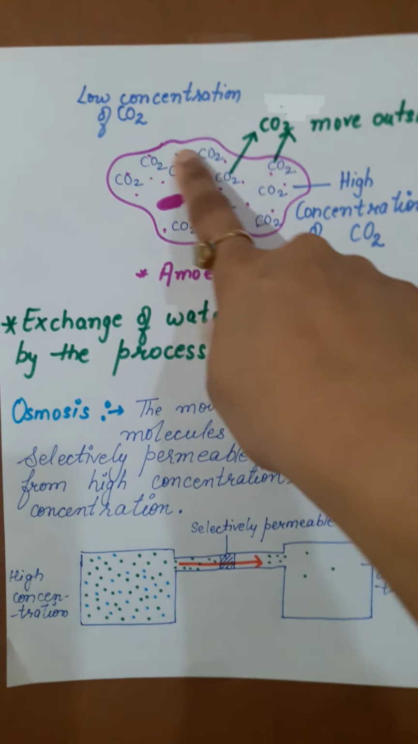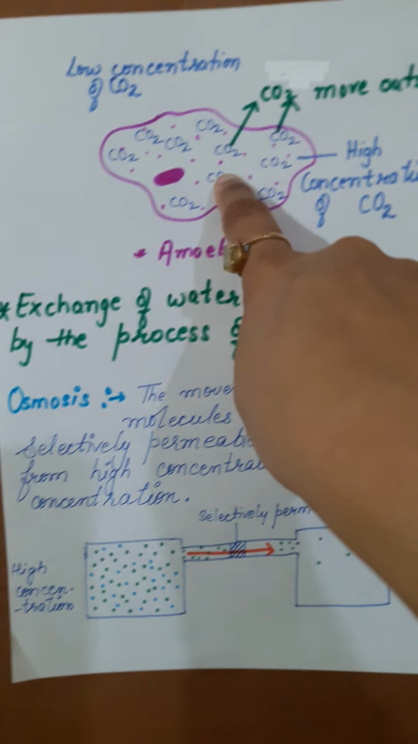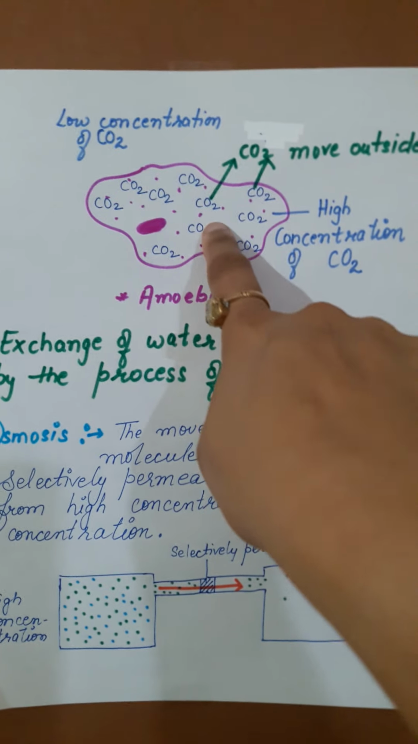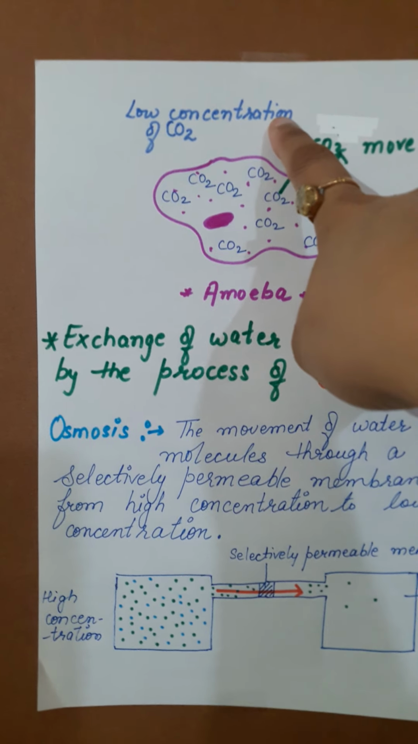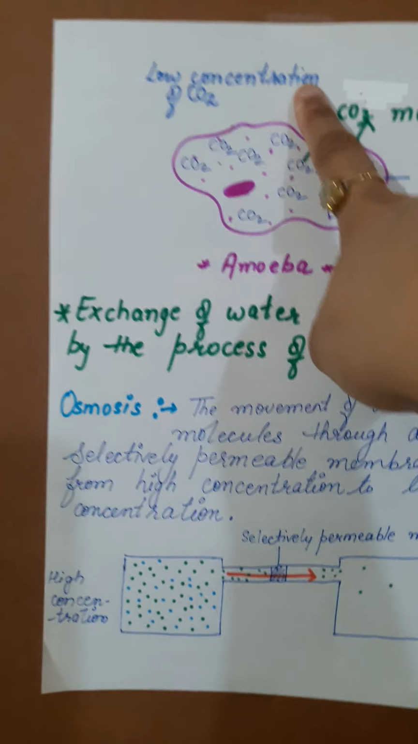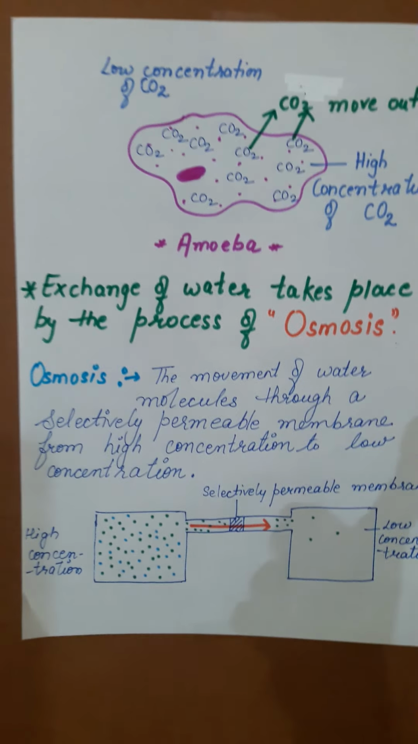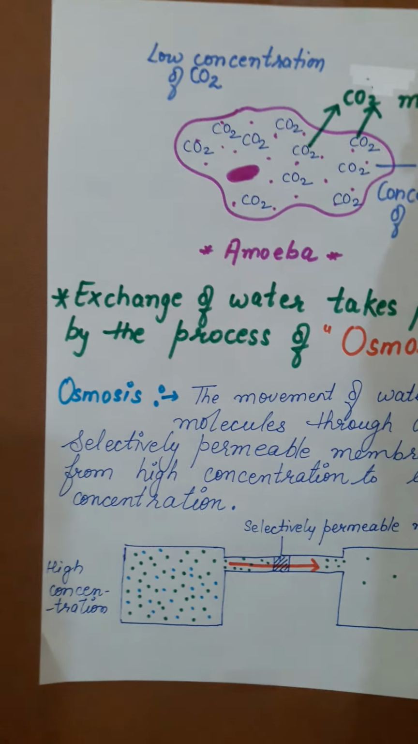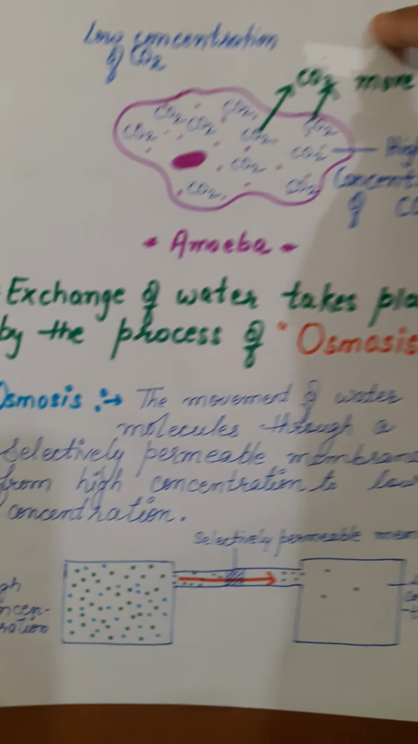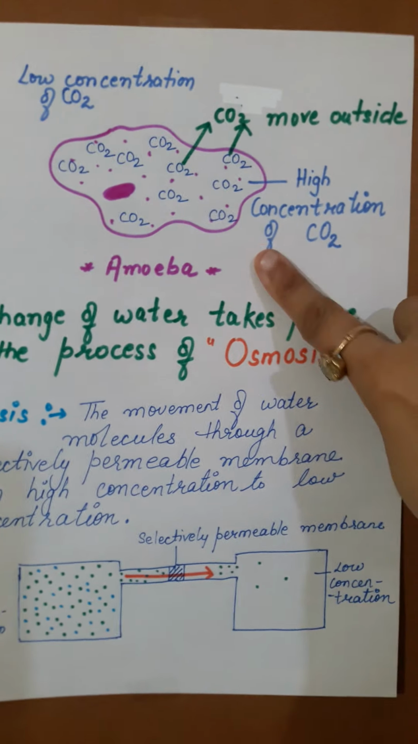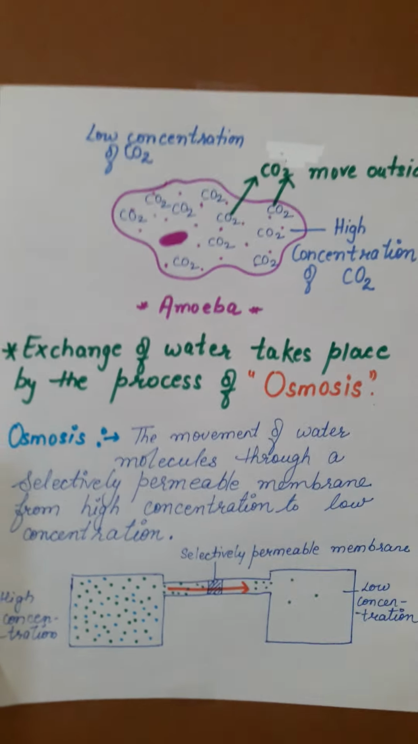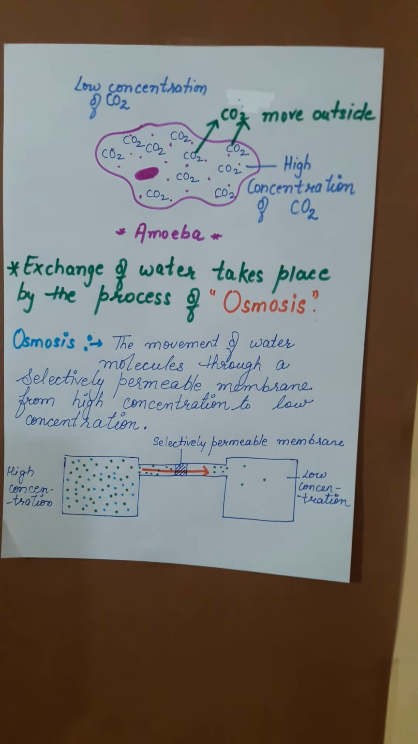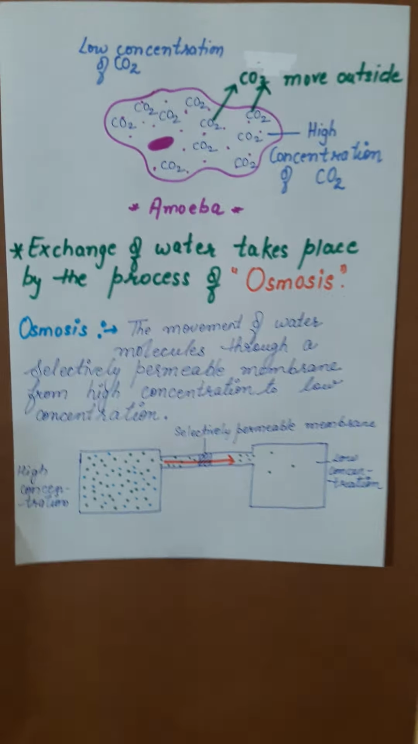Just see, inside amoeba a lot of carbon dioxide molecules are there, so it means high concentration of carbon dioxide inside amoeba, and outside it there is low concentration of carbon dioxide. So what carbon dioxide will do, it will start moving from high concentration area to low concentration area. So this movement from high concentration to low concentration is known as diffusion. Similarly, they can take oxygen by the process of diffusion only.